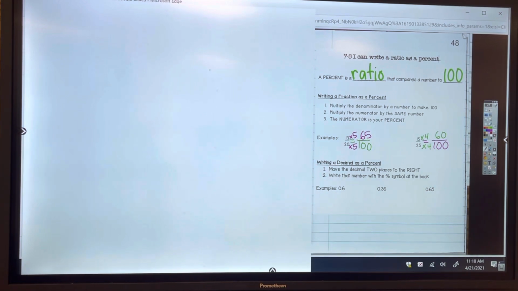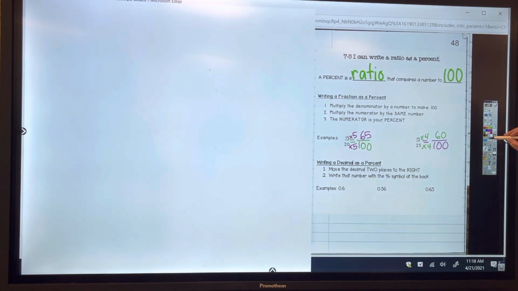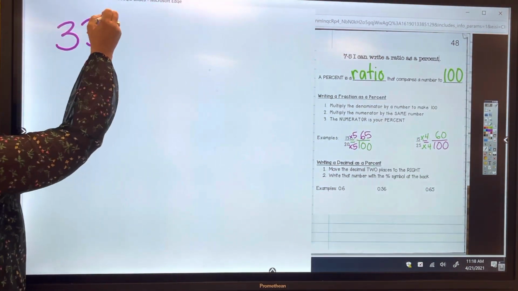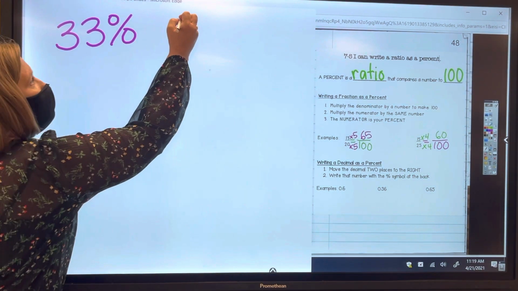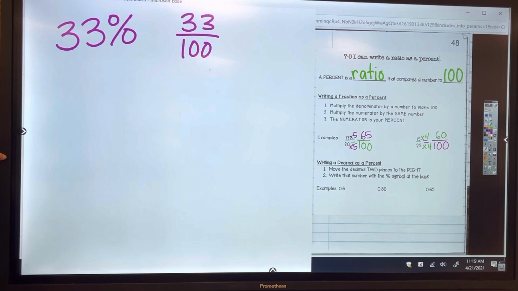All right, we can go backwards, okay? We can have a percent that we write as a fraction. So let's say that I have 33%. How do I write that as a fraction? You move the decimal 2 places. No, I'm not there yet. We're still at fraction. 33 underline 100. Yes, good job, Alvon. Alvon said 33 underline 100. That's it. Can I reduce that fraction? No, I can't reduce that fraction.